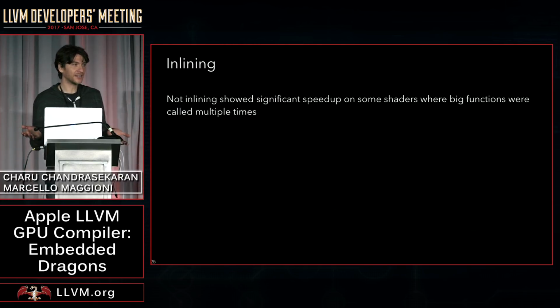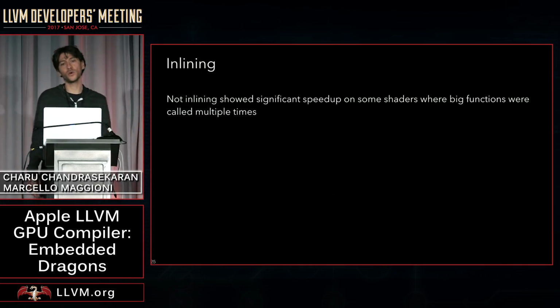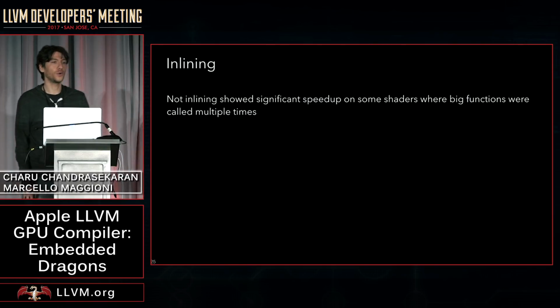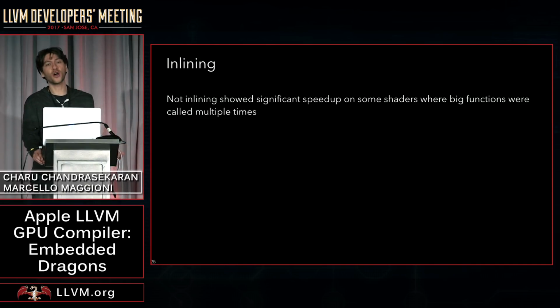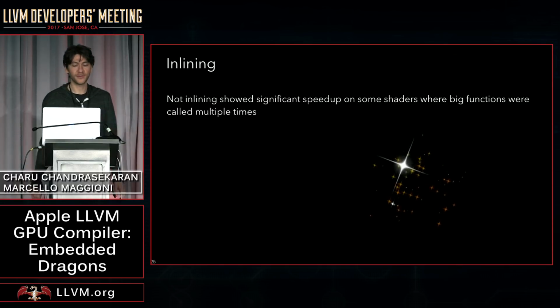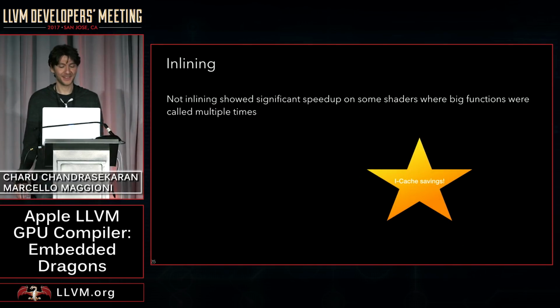Recently, GPUs started to see more and more diverse workloads, and we have a lot of shaders that have relatively big functions that are called multiple times. So inlining all of them would actually trash the iCache. So we don't want that. So we exploit not inlining the functions in order to avoid that, and we have pretty good iCache savings thanks to that.